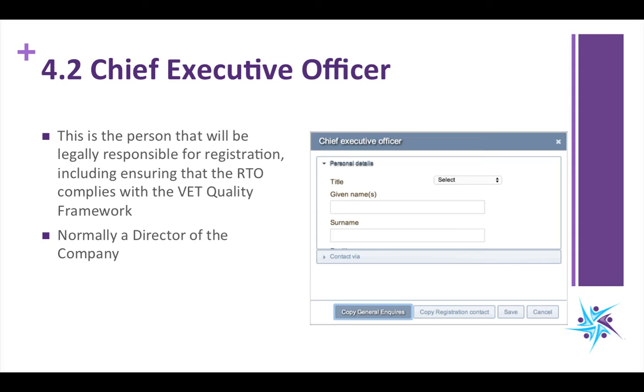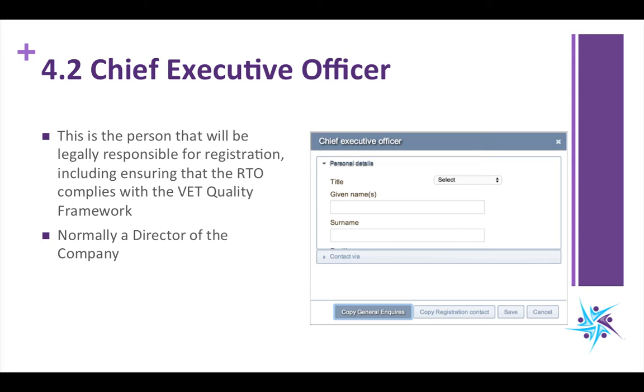In this section, we're going to need to include all the personal details of the Chief Executive Officer, and that includes their home address. The reason why we need to do that is so that ASQA can verify who you are, and particularly since you're going to be responsible for the registration and the compliance of the RTO, they need to be able to find you if there are any issues. So you need to put all your personal details.